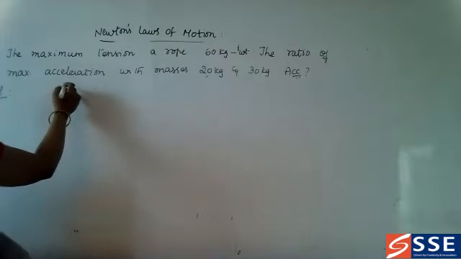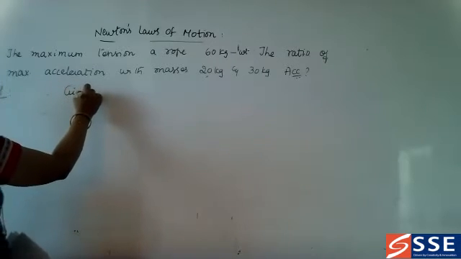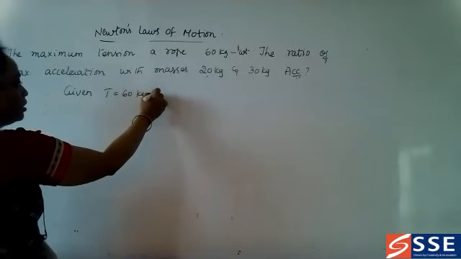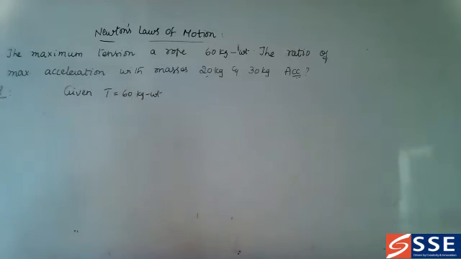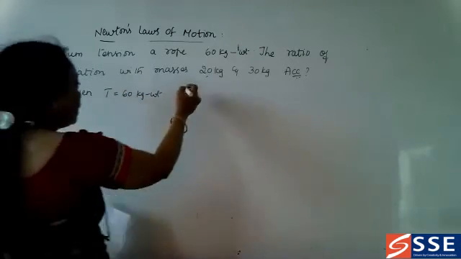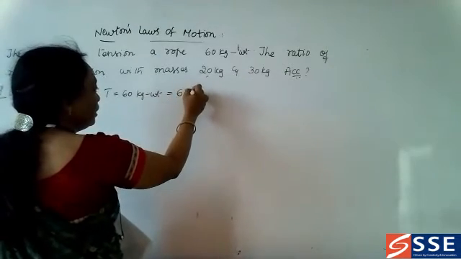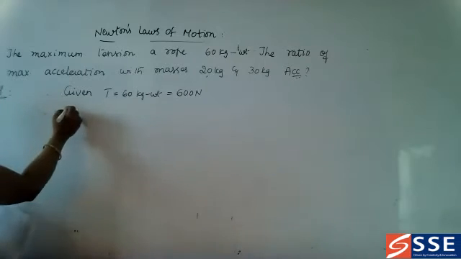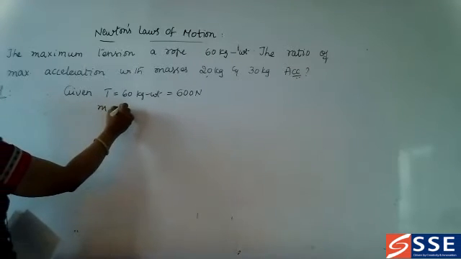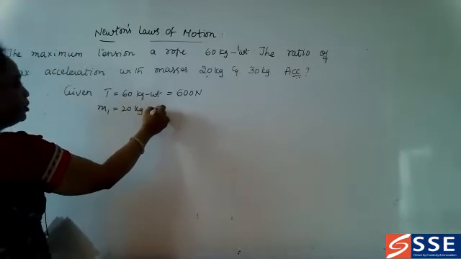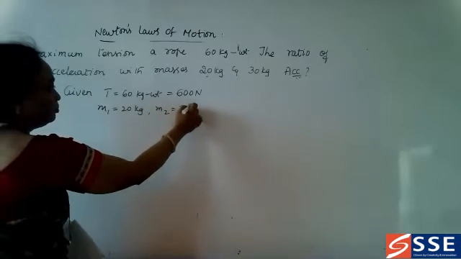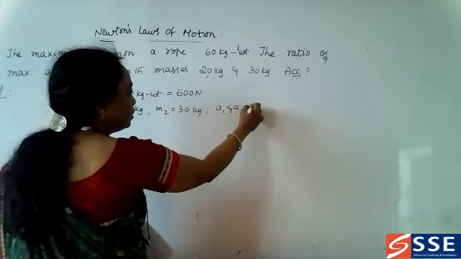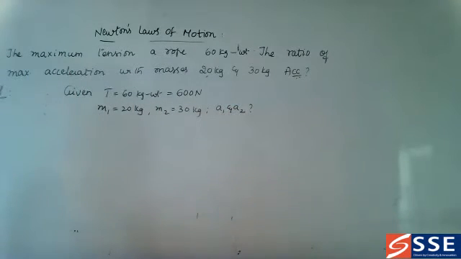For this, first of all, tension is given. What are the points given? Tension T is 60 kg weight, and this will be converted into newtons, 600 newtons tension. And masses have been given, m1 is 20 kg and m2 is 30 kg. So you have to calculate the accelerations a1 and a2.